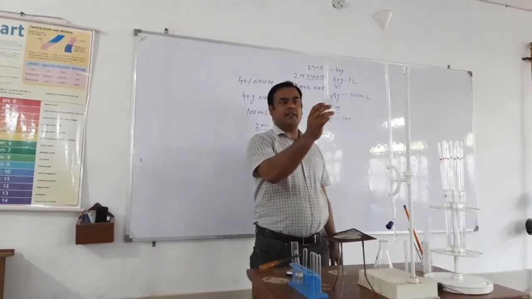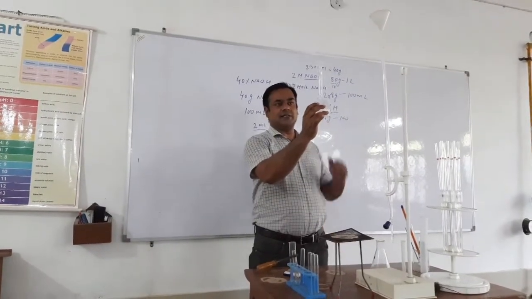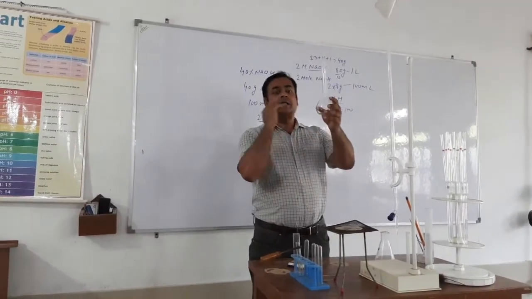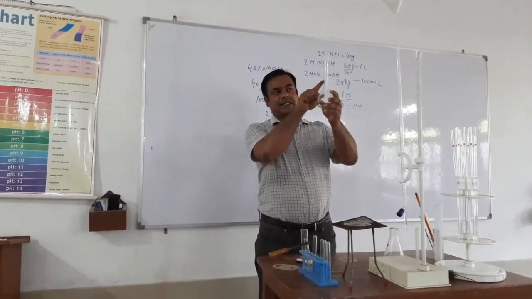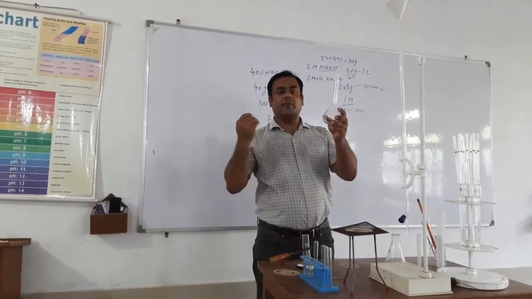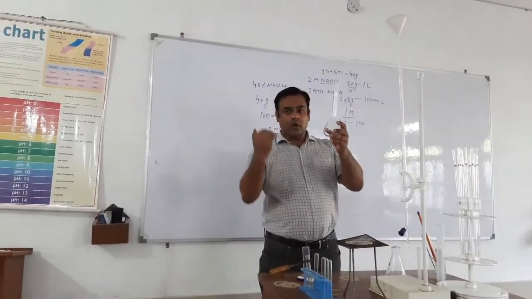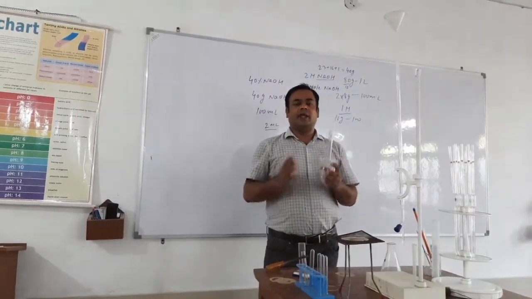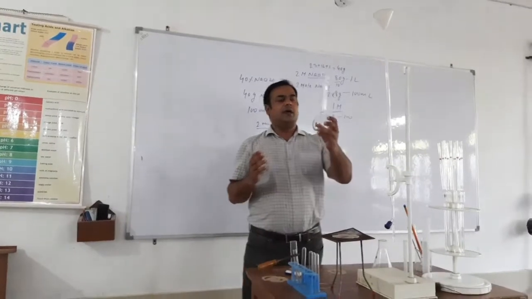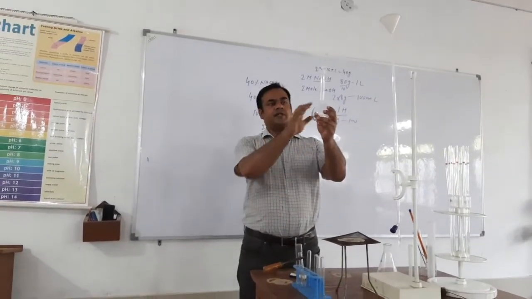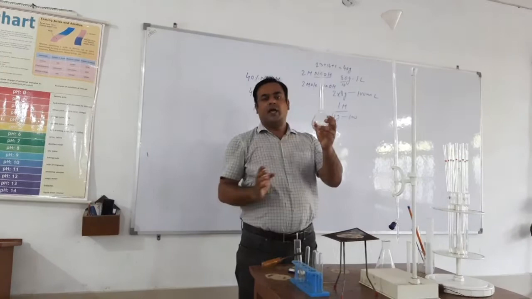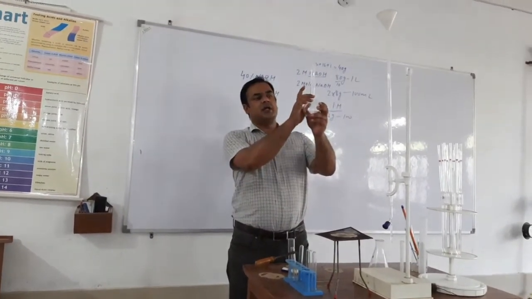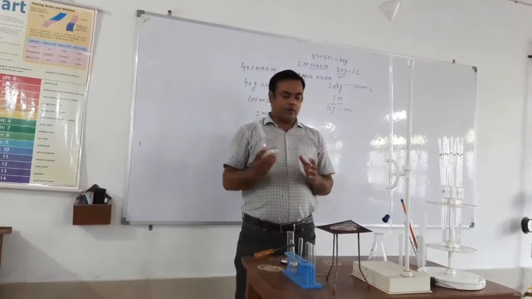When we keep it parallel to our eyes, then we can check whether the meniscus is upside or downside. In case of a colored solution, we check whether the upper part of the meniscus is touching this circle or not. And in case of a colorless solution, we check whether the lower part of the meniscus is touching this circle or not. In short, whenever we take a colored solution, the upper part of the meniscus should touch this circle. If we are taking a colorless solution, the lower part of the meniscus should touch this circle.